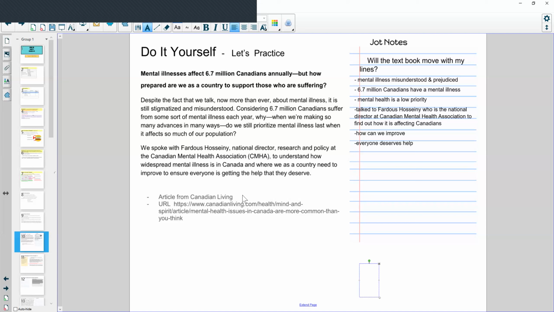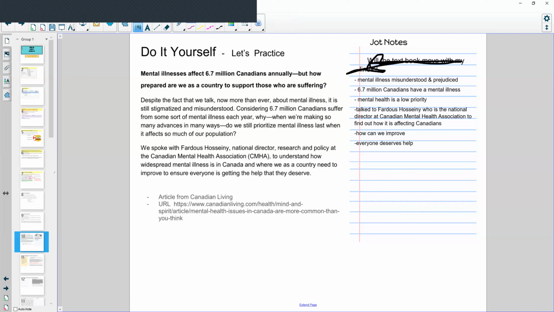This is an article from the magazine called Canadian Living. Here is the URL in case you wanted to read more. And here are my jot notes. Okay, please ignore this section. It is not related to things at all.